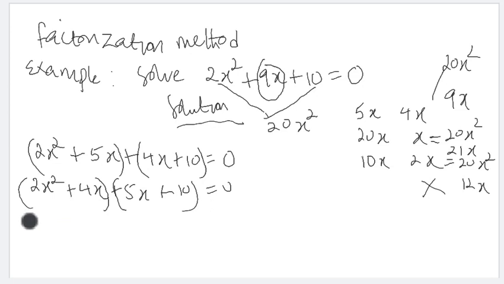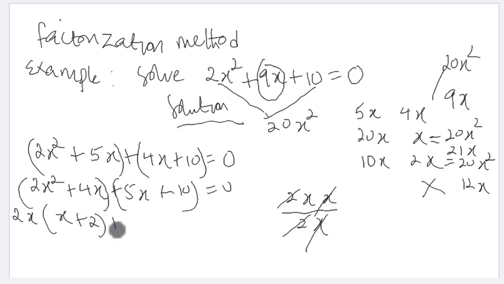So what's common here? 2 is common. X is also common. So 2x squared divided by 2x, that's 2x and x divided by 2x. X cancels x. 2 cancels 2. We're left with x. So 2x squared divided by 2x is x. Plus 4x divided by 2x is 2. Plus, there's a plus there, remember? What's common here? 5 is common. 5x divided by 5 is x. Plus 10 divided by 5, that's 2, equals 0.